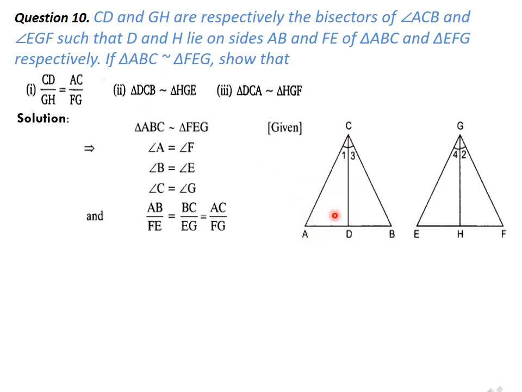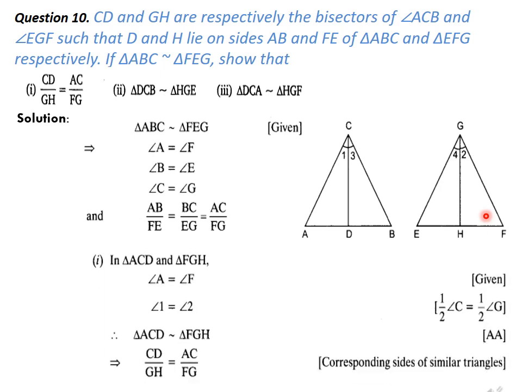So CD and AC form triangle ACD, and GH and FG lie here, so triangle FGH. In these two triangles, ACD and FGH, we have to prove that they are similar. If these two are similar, by corresponding sides of similar triangles, we can prove this ratio.